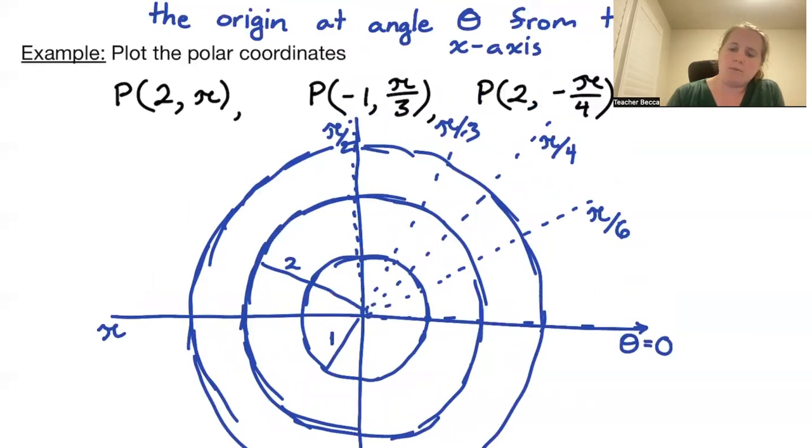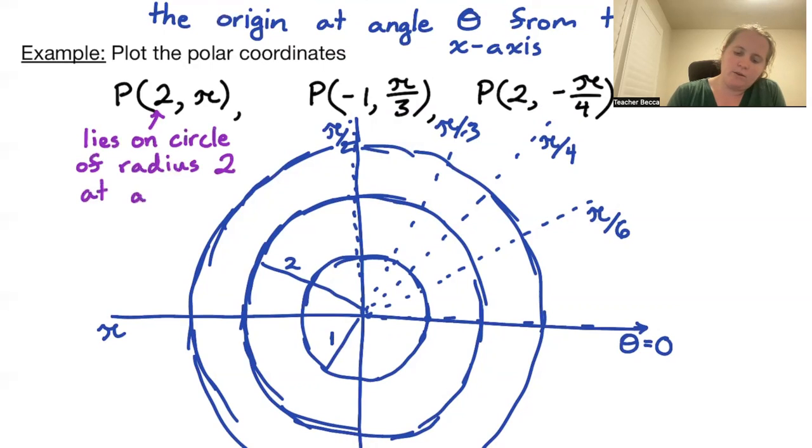So if we want the polar coordinate 2, pi, this means that the point lies on the circle of radius 2 at angle pi. So the circle of radius 2 and angle pi, we're going to lie on the negative x-axis, that's angle pi, and circle of radius 2, we're on that second circle out.